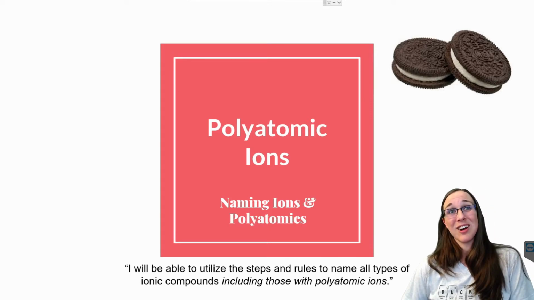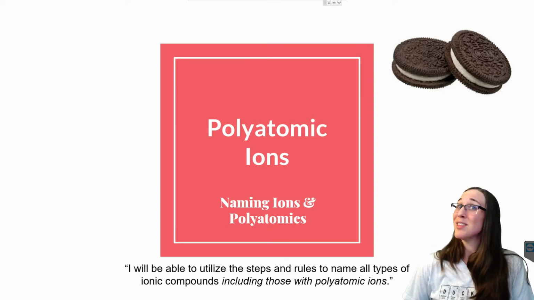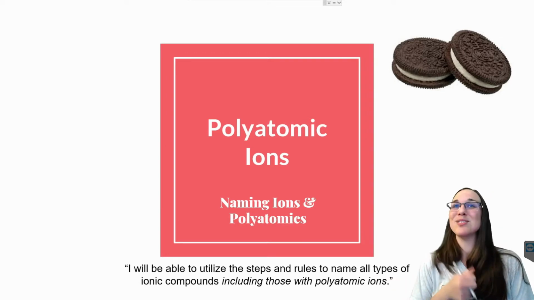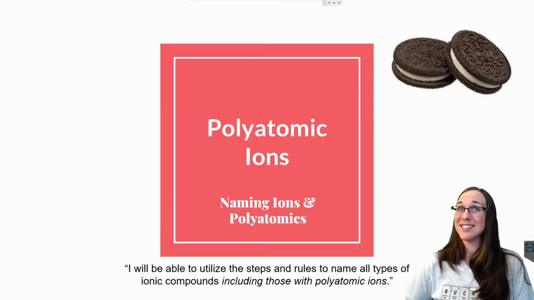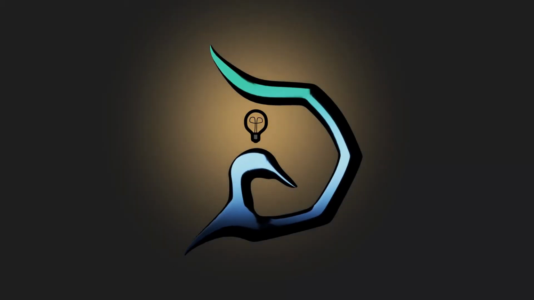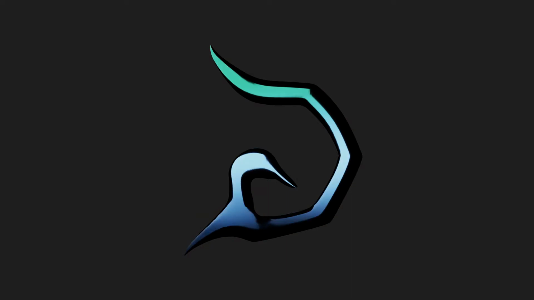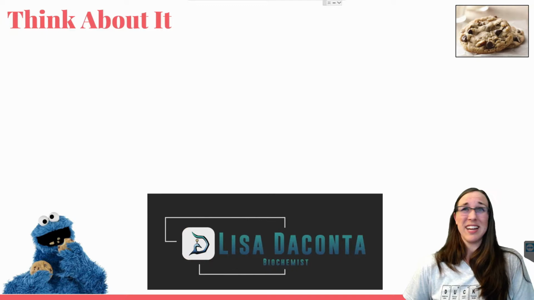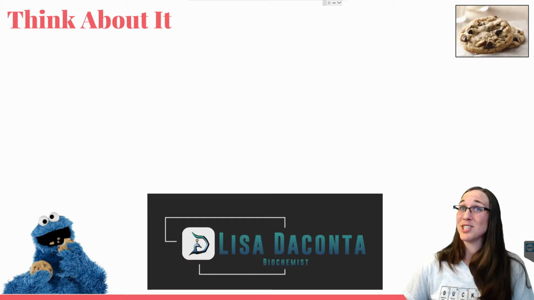By the end of this video, you should be able to utilize the steps and the rules to name all types of ionic compounds, including now those that contain polyatomic ions. But before we get into what the heck a polyatomic ion even is, I have a question for you.